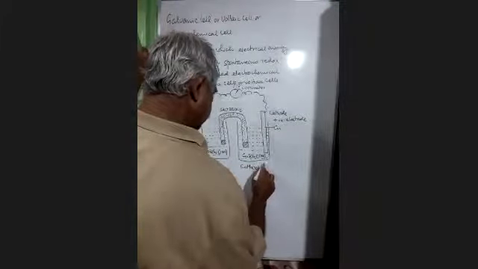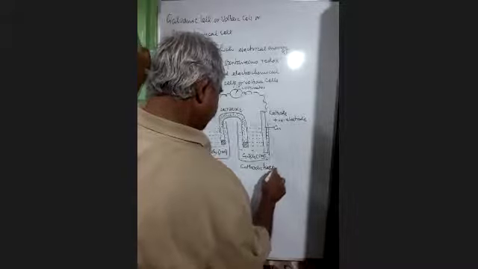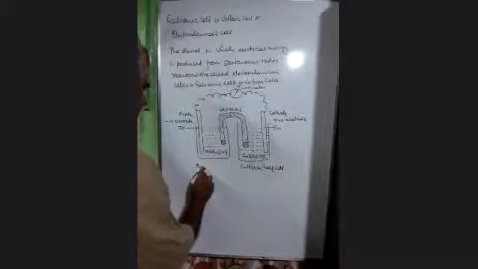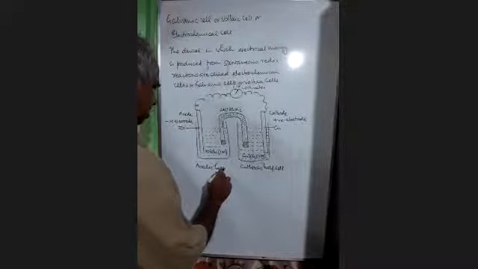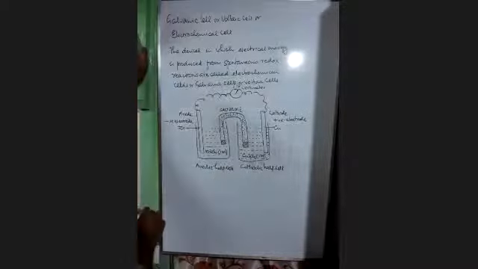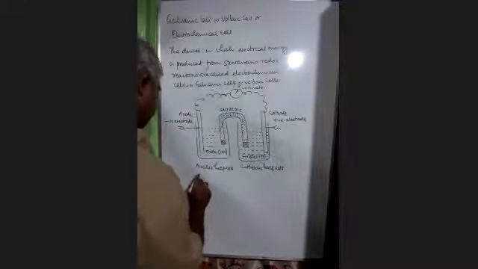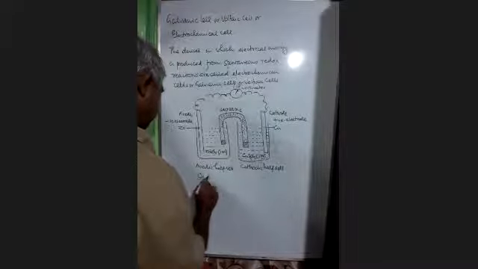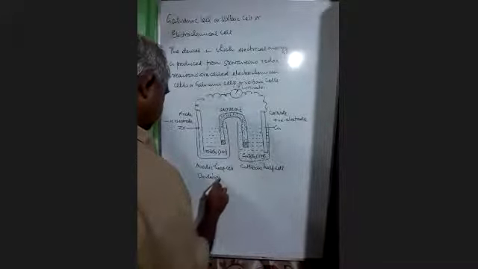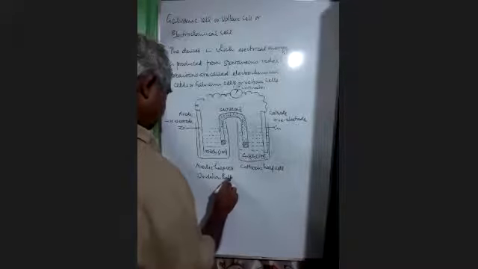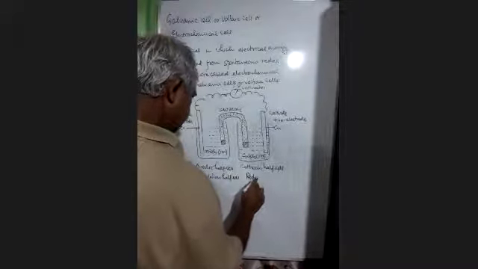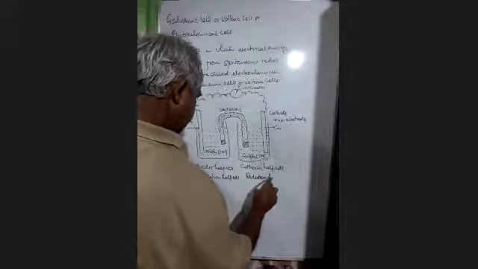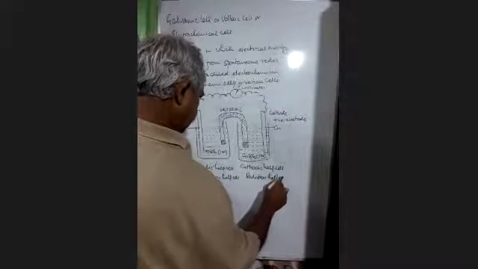Cathodic half cell. This is called anodic half cell. This is also known as oxidation half cell, and this is called reduction half cell.